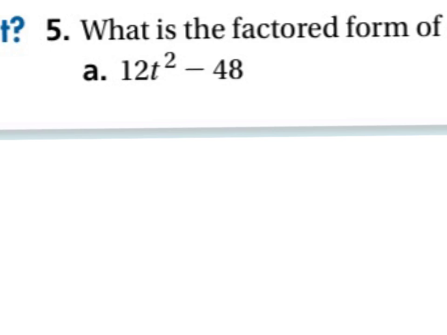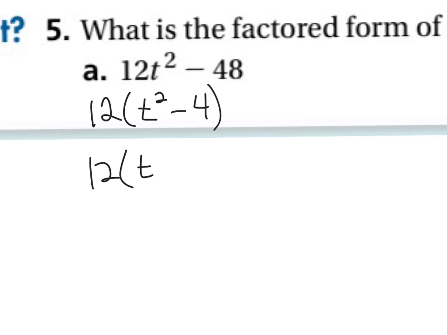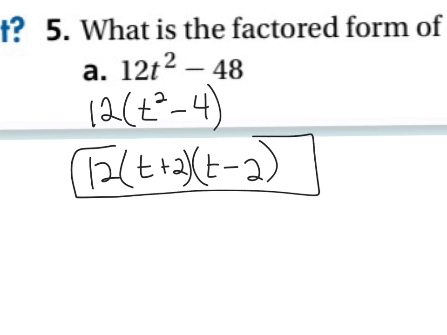So this problem, actually there is a 12 as a greatest common factor. That would leave us t squared minus 4. And now t squared looks good. 4 also is a perfect square. So t times t to get t squared. 1 positive, 1 negative. And then if we put 2's in both of these places, that'll cancel out those middle terms, which is what we want. So this would be our factored form for part A.